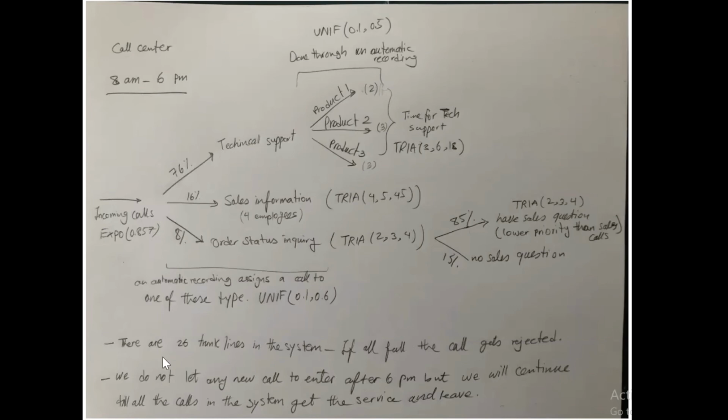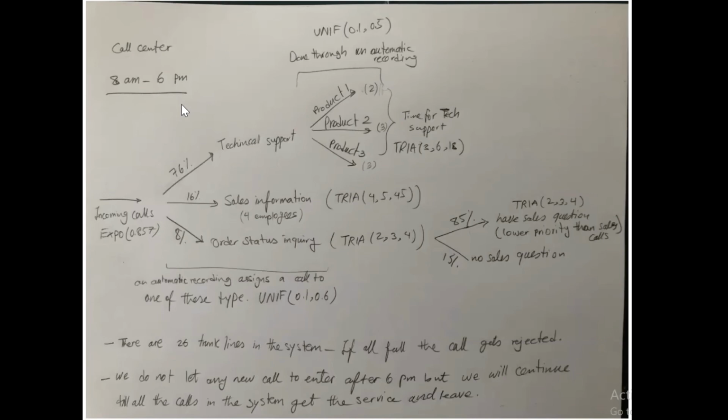And one other thing that we want to make sure to capture in this model is that the call center works 8 a.m. to 6 p.m. After 6 p.m., we do not let any new customer or any new call come to the system. However, we are going to continue working till all the customers that are already in the system get the service and leave.